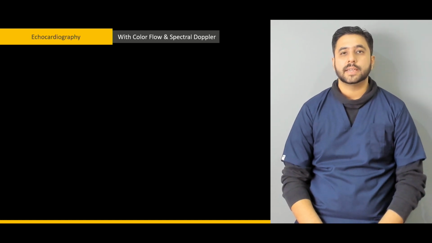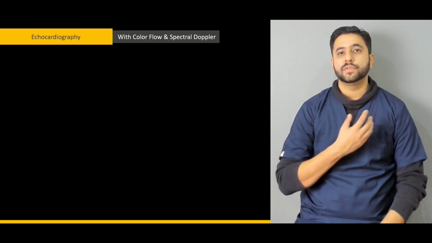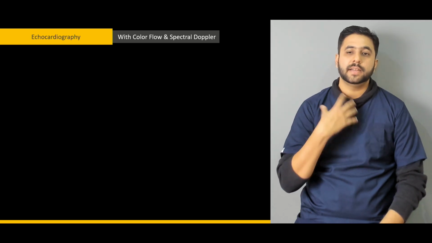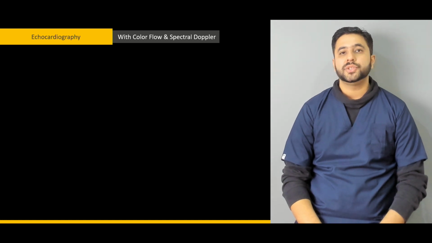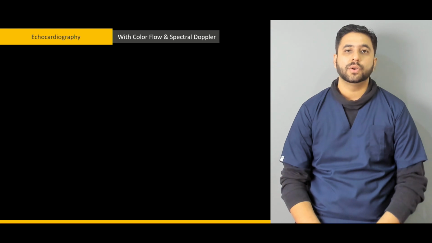Echocardiography with color flow and spectral Doppler, or the transthoracic echocardiography, where we place the handle of the machine on the chest of the patient, and with the help of a spectral Doppler and the color flow, we can appreciate the various chambers of the heart. Echocardiography, as I'm going to explain in the coming slides, is the gold standard test to definitively diagnose the valvular pathologies.